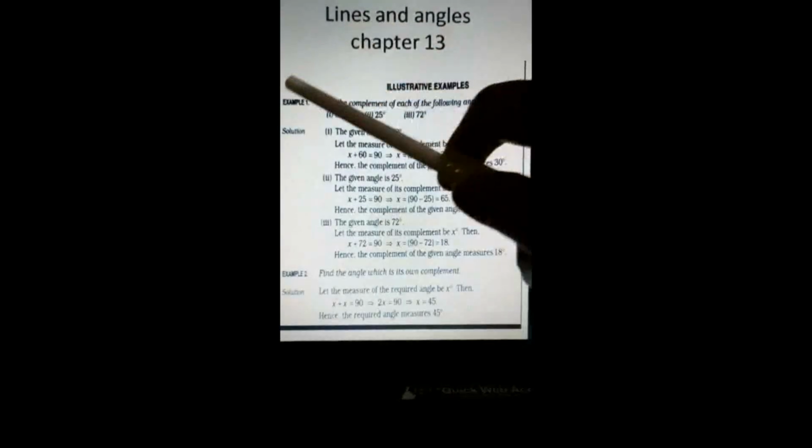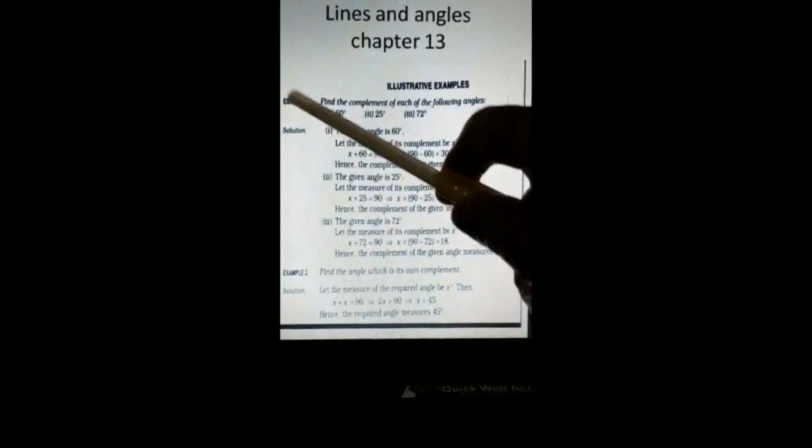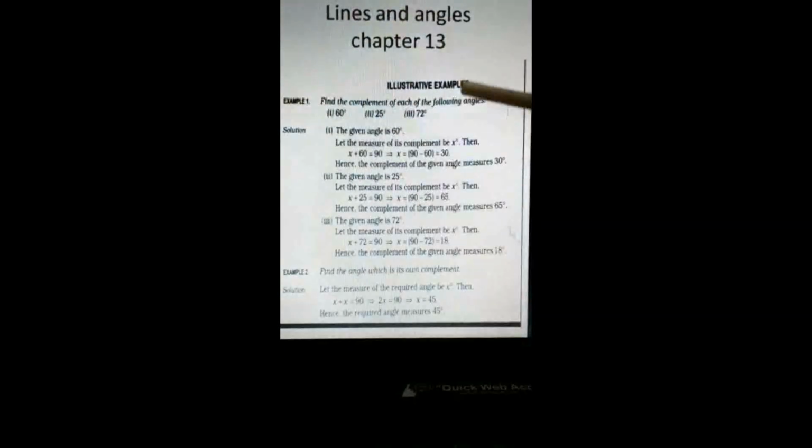Now, if you see the first example, we have question 1 same as example number 1. So follow the same method to do question number 1 of exercise 13A. Okay. So now children, we have the third example. What is the third example? Find the supplement of each of the following angles. Okay. The first angle is given as 125 degree.